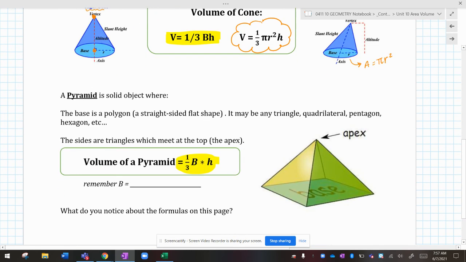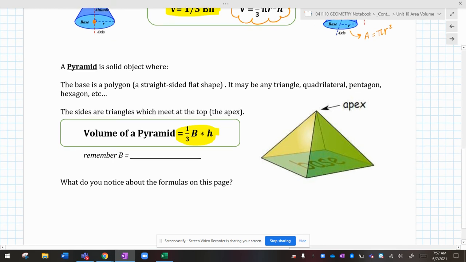Now, what's a pyramid? A pyramid's just like a cone, but with a polygon on the bottom instead of a circle on the bottom. Okay? You have your base and you have your apex, or you can call it a vertex. I've seen it called both. All right. And the volume of a pyramid is 1/3 BH. And remember, when you see a capital B, that means the area of the base.